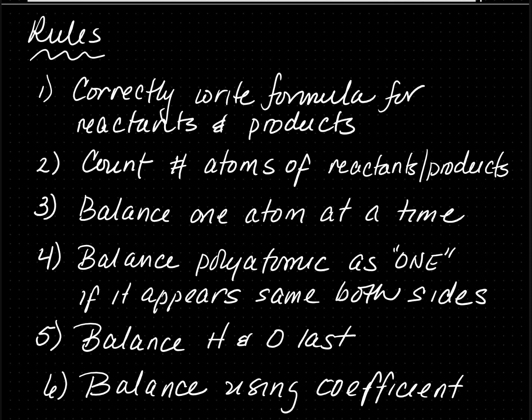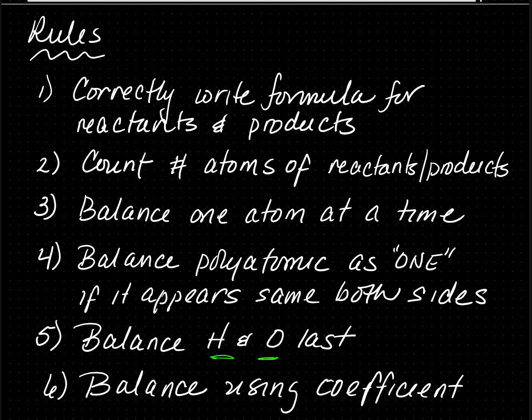Number 3, balance one atom at a time. If it's a polyatomic and it appears the same on both sides, you could keep the polyatomics together and count it as one. In general, you want to balance hydrogen and oxygen last because usually they occur as diatomics.